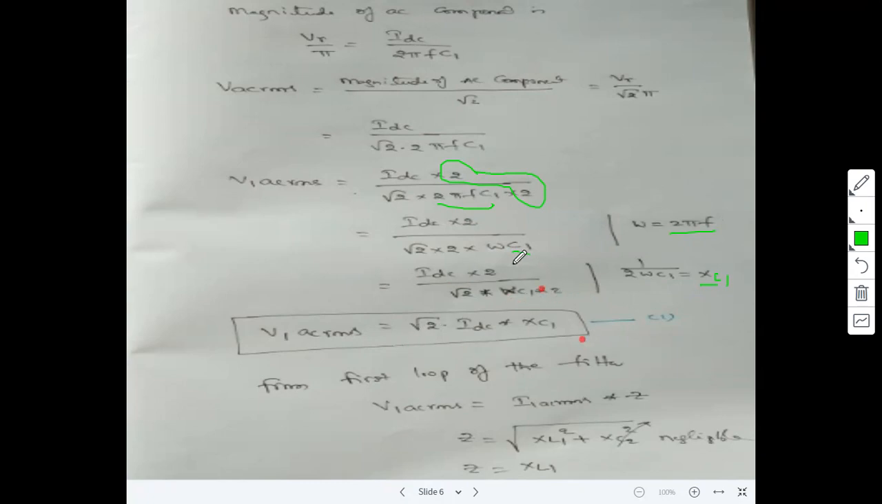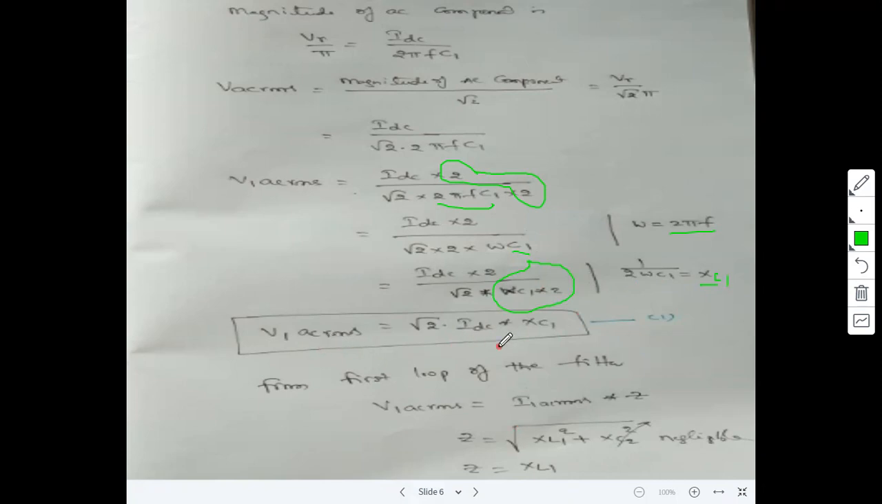That is equal to 1 by 2 omega C1, which is equal to XC1. That is equal to V1 AC RMS, which is equal to root 2 into IDC into XC1. Okay, the procedure is almost similar to the LC filter.